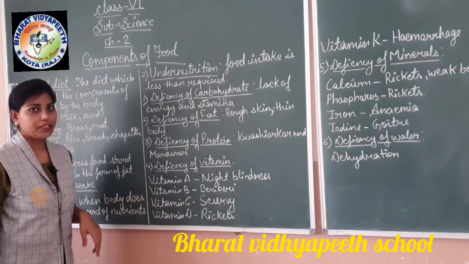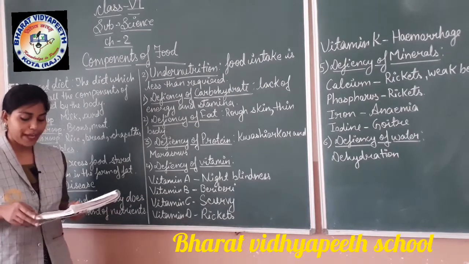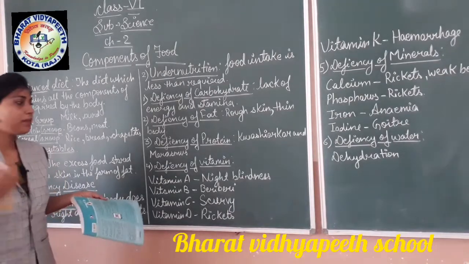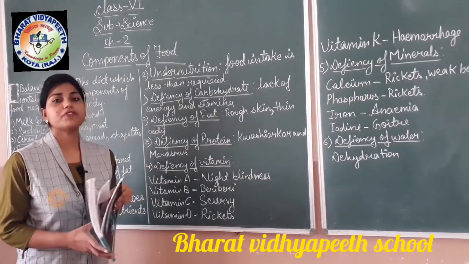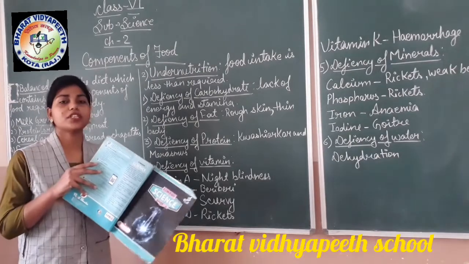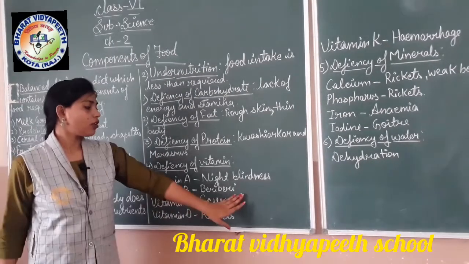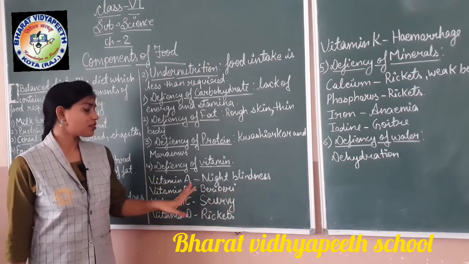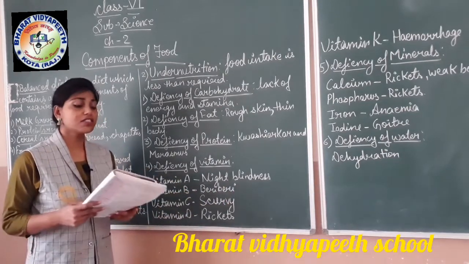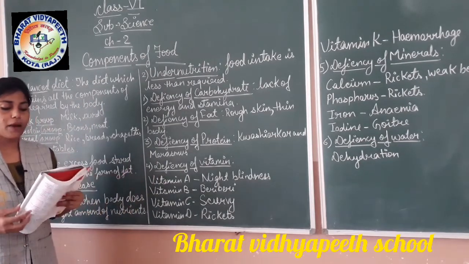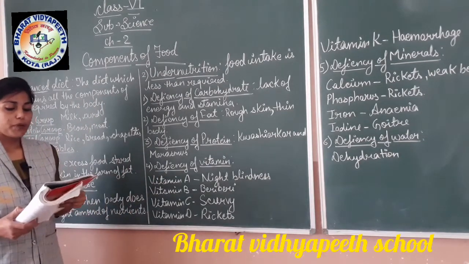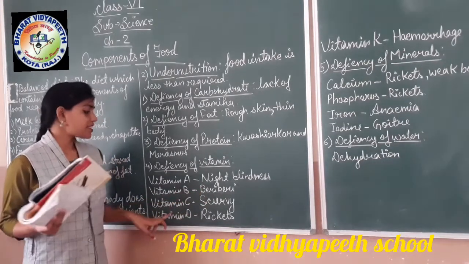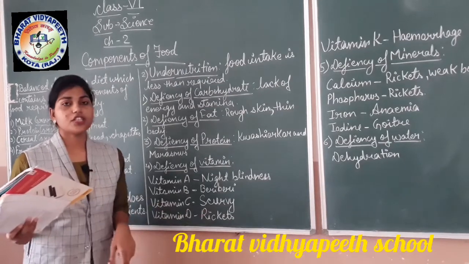Next is vitamin B. The deficiency of vitamin B causes beriberi disease. Beriberi disease is related to the mental and nervous health. In this, people feel very sleepy, they always feel lazy, they always want to sleep. To overcome beriberi disease, you should always eat a proper amount of food which is rich in vitamin B. Next is vitamin C. Vitamin C is always related to our teeth.